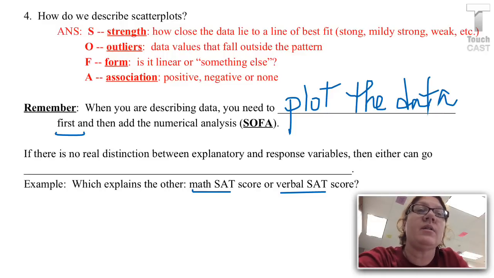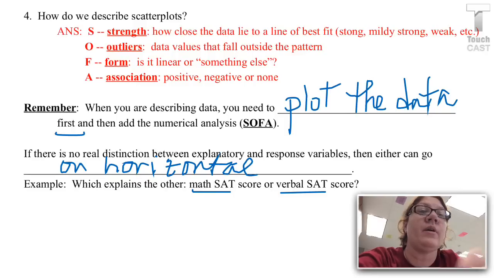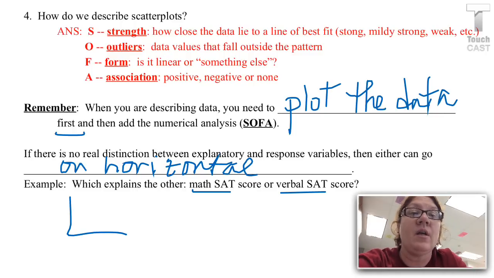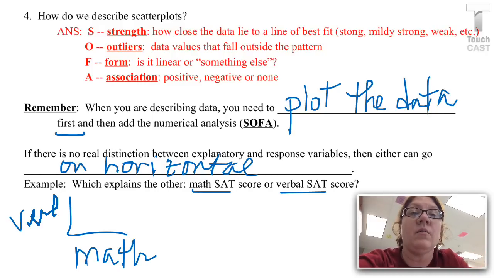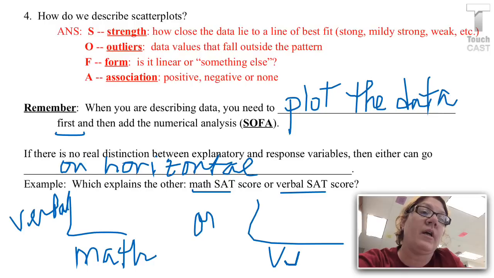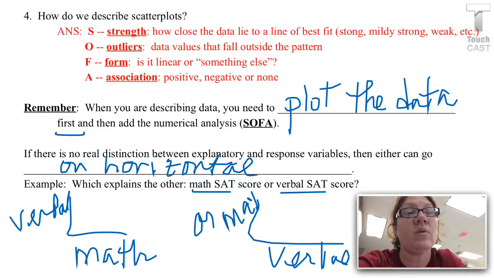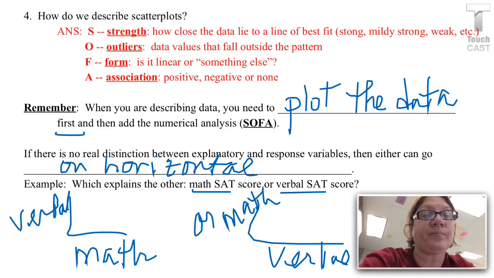So if there's no real distinction, then either can go on the horizontal axis. I don't have to worry about trying to decide for sure which one is the explanatory. So in this particular case, you could have math and then verbal, or you could have verbal and then math, because there's no real distinction as to which one is the explanatory.